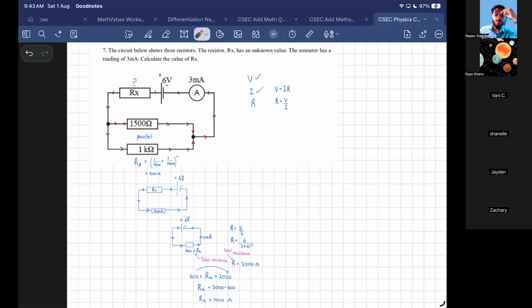Is that the total resistance? No, that is just for the current split. Right. So that's just for that subcircuit. Yeah, that subcircuit.